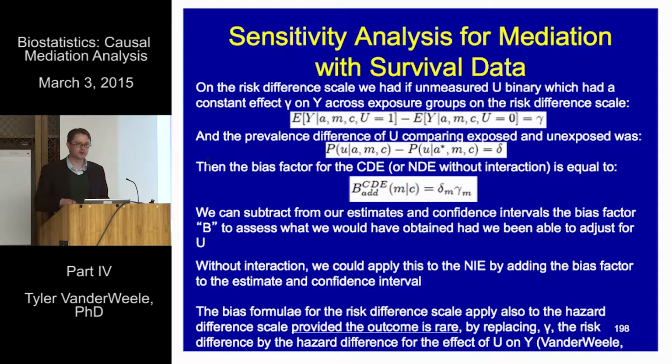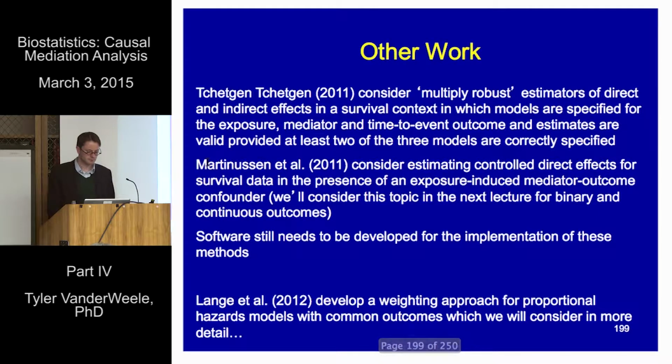These methods are for controlled direct effects in the absence of exposure-mediator interaction. They could be used as well for natural direct and indirect effects. So that's all we're going to talk about with regard to sensitivity analysis for mediation for time-to-event outcomes. Again, the results are essentially just analogous. All we do is we replace our risk ratios or differences with hazard ratios or differences for our gamma parameter.